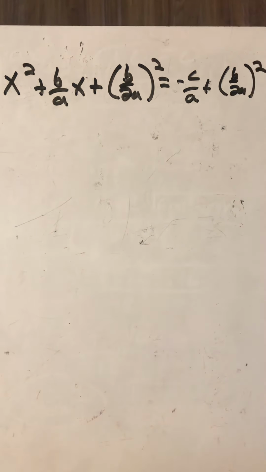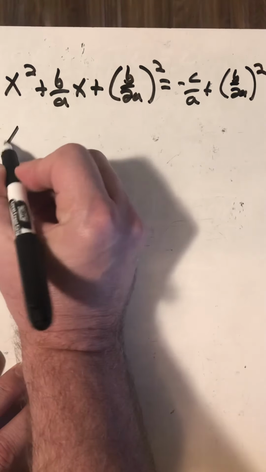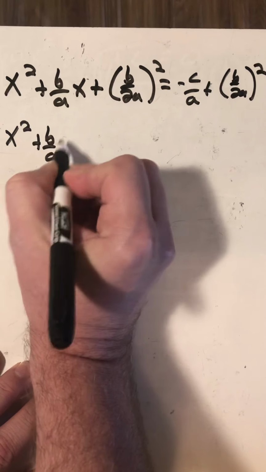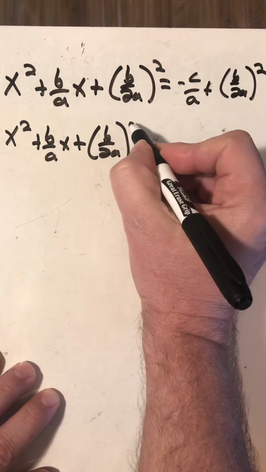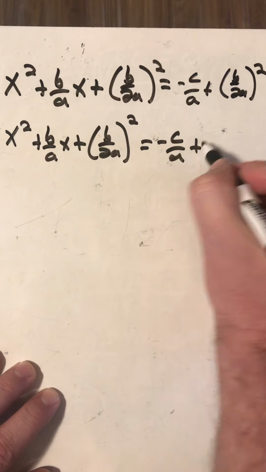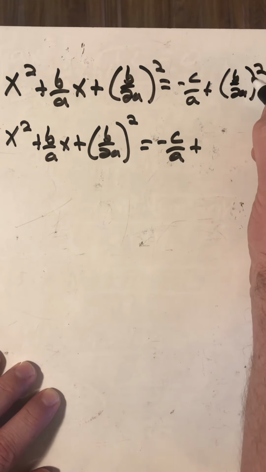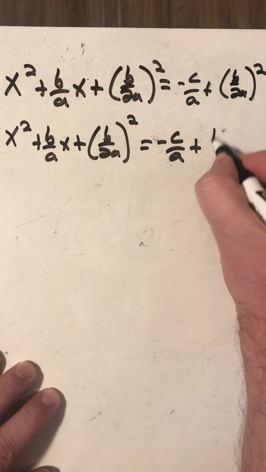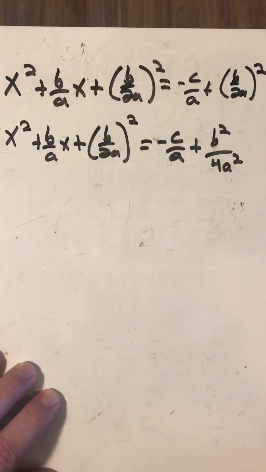All right, so what we can do now, we can simplify a little bit more. I can have x squared plus b over ax plus b over 2a squared, sorry, equals negative c over a plus, I can distribute this power of 2 to every term over here. So that becomes b squared over 4a squared. Okay?